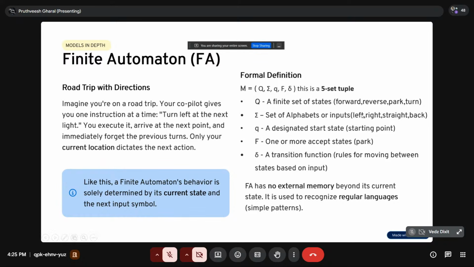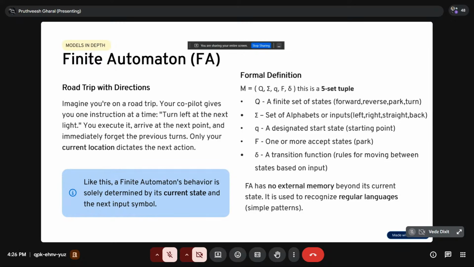to say, if you encounter left input, then what state should you be in? That is basically how we define the transition function here. We'll see how we define it. We do it using a table, that is a different thing. But for a finite automaton, these five elements we have to define. And a finite automaton has no external memory beyond its current state. It is used to recognize a regular language.